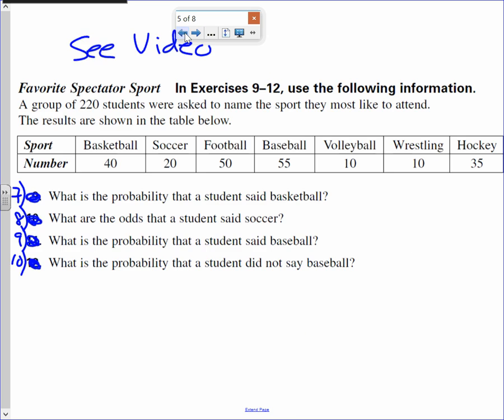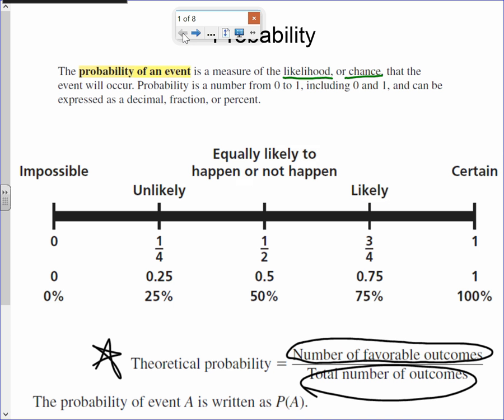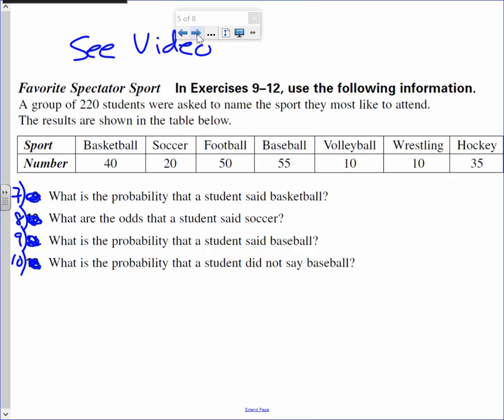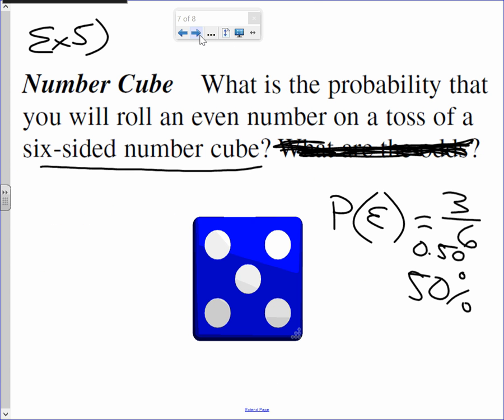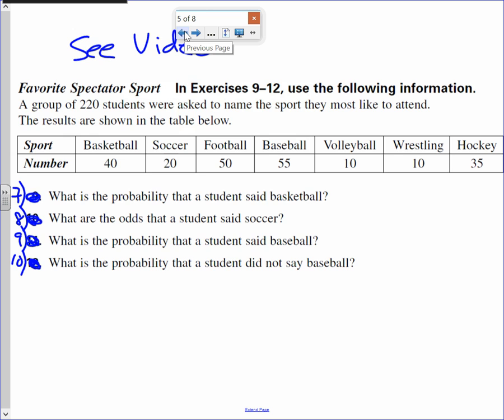Look at the way your notes say it. It's equally likely to happen or not happen at 50%. It's equally likely to happen or not happen, to roll an even. So whenever you're in doubt, just go to your scale, your spectrum here. It'll tell you how likely something is. All right. Let's try number 6. Any questions on example 5? No big deal. Example 6.